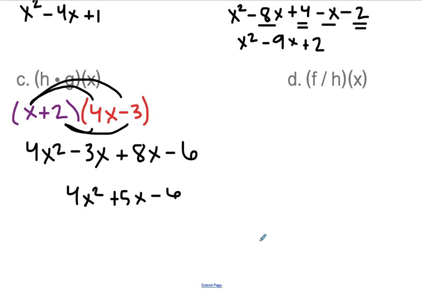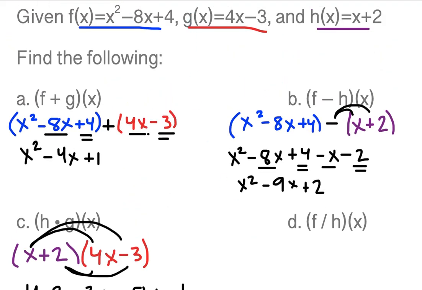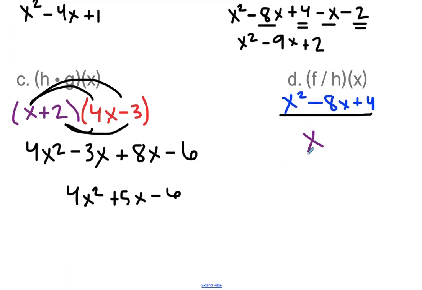And then the last one, we have f, which was x squared minus 8x plus 4, and we are dividing that by h, which was x plus 2. Now, for this one, we're actually not going to simplify. There are a couple cases where you could simplify. We're not necessarily going to be looking at those today.